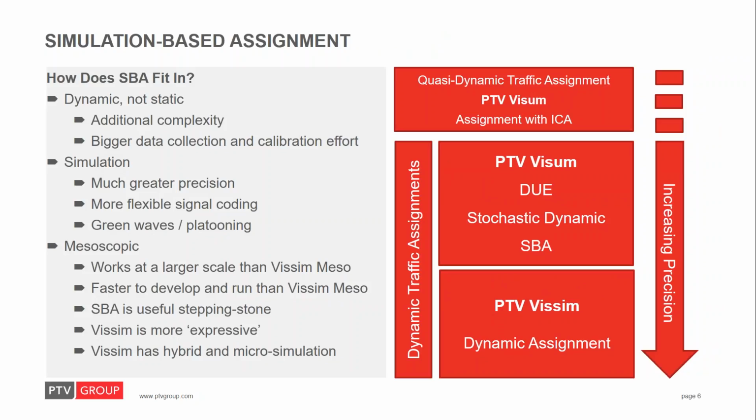So here we have a look at dynamic or quasi-dynamic assignments across different products, and see how SBA fits in there. So SBA is a dynamic assignment, dynamic as opposed to assignment with ICA, which is sometimes called quasi-dynamic because of the ability to model blocking back with queues and congestion.